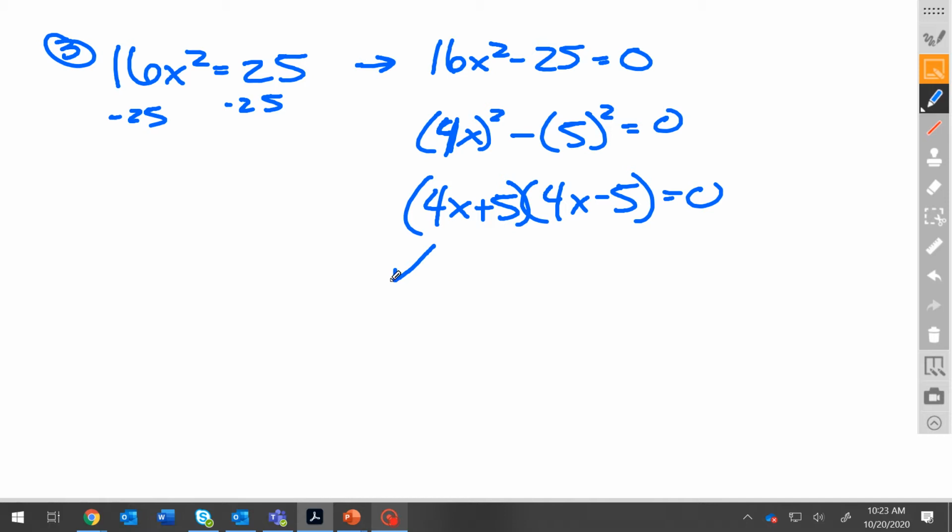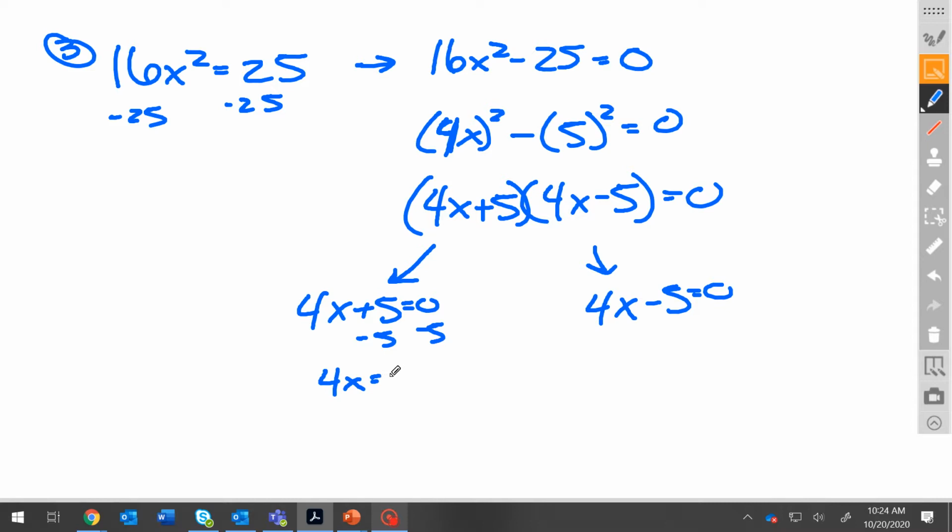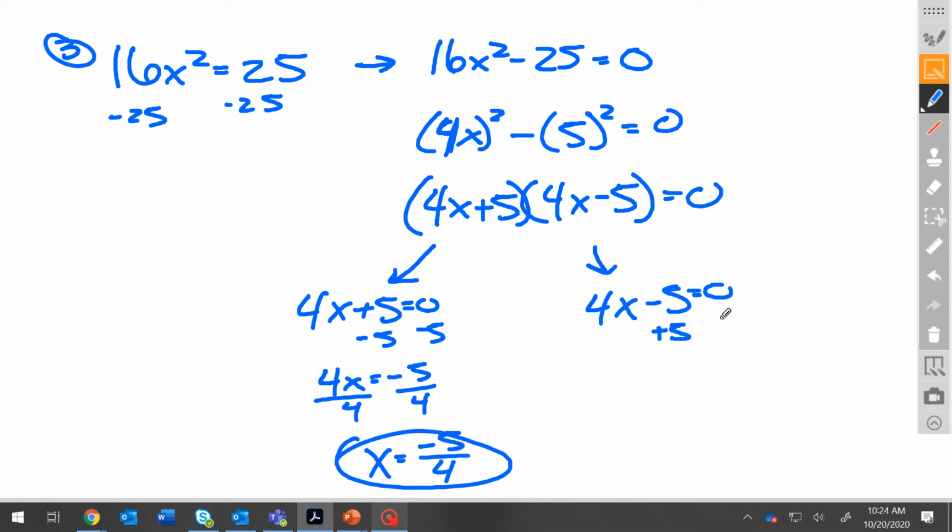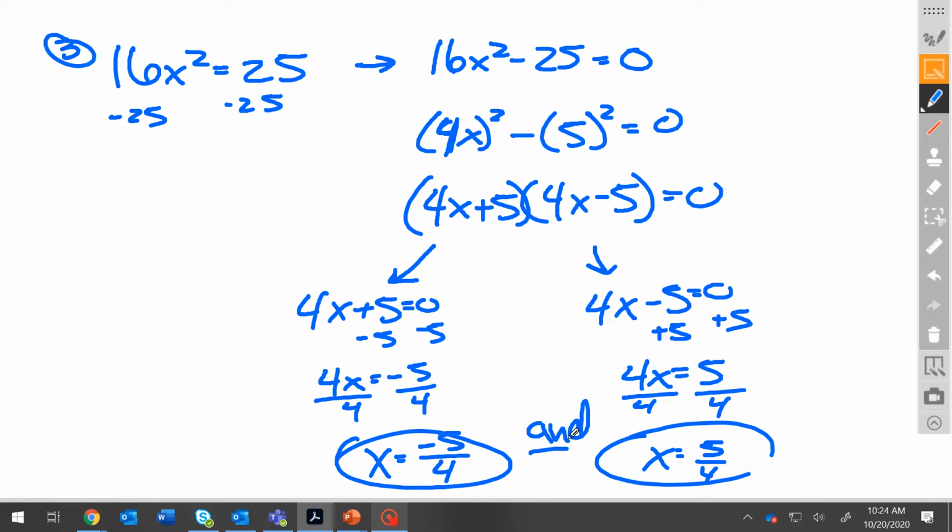So either the first factor is 0 or the second factor is 0. I just need to solve these two and I will have my two solutions. So subtract 5, divide by 4. One of my solutions, negative 5 over 4. Pretty much the same thing on the other one, except I'm adding 5. So x equals 5 over 4. My two solutions, negative 5 over 4, positive 5 over 4.